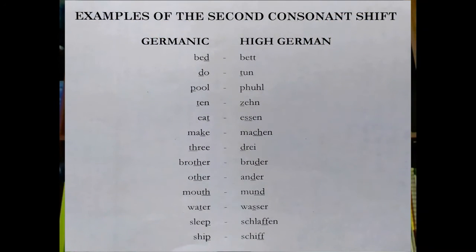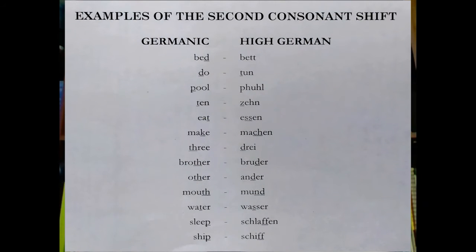Examples: Germanic bed. As an example of Germanic languages, we took the English language because it's the only language you know better than other Germanic languages. High German Bett. Germanic do, High German tun. Germanic pool, High German Pfuhl. Germanic ten, High German zehn. Germanic eat, High German essen. Germanic make, High German machen.